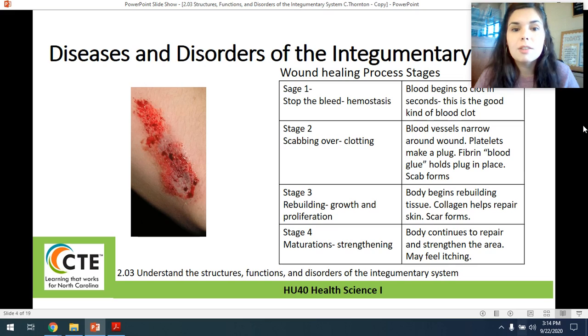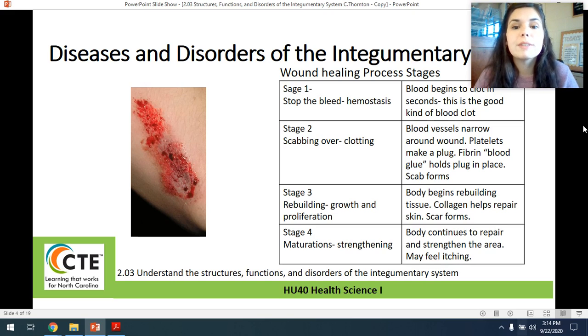Let's talk about the healing process of wounds. The first process or first stage would be to stop the bleeding. This is hemostasis. The blood will begin to clot within seconds, typically, depending on how severe the wound is, and this is a good kind of blood clotting.